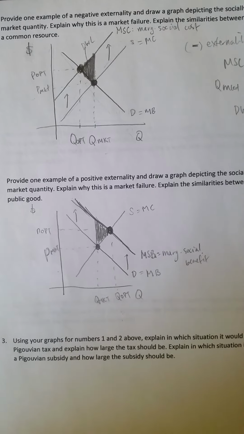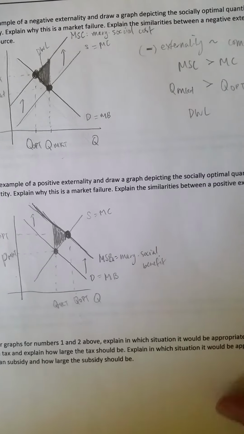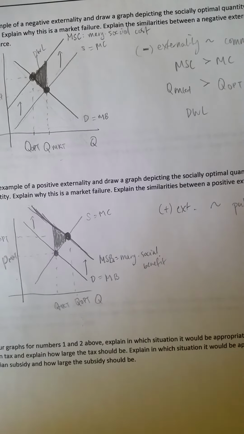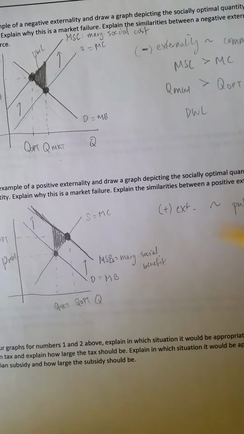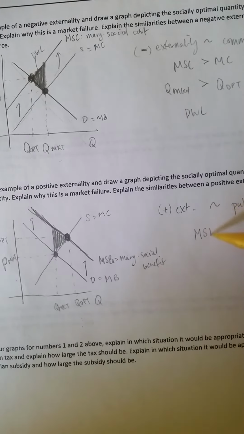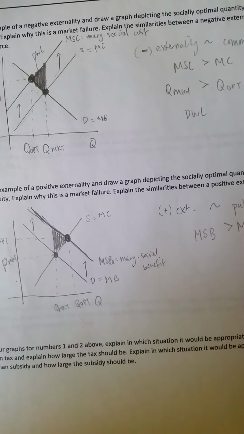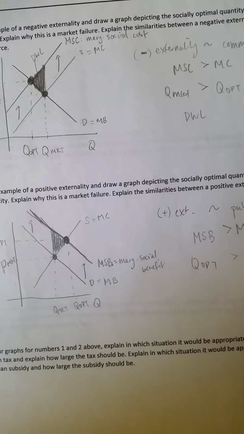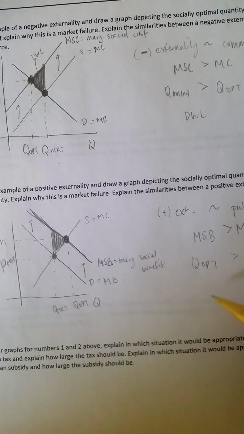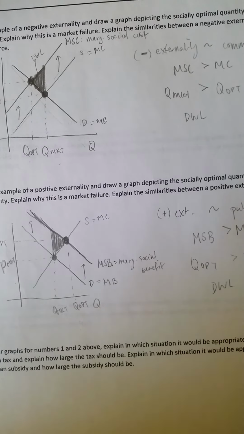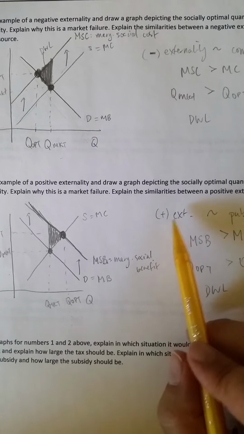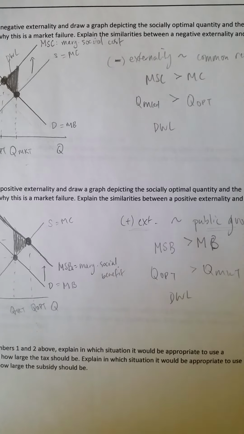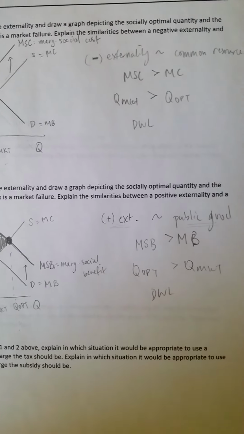So, the similarities between a positive externality and a public good. With a positive externality, it's very similar to a public good. In both cases, just like above, the marginal social benefit is greater than the marginal benefit to any one individual, and therefore the optimal quantity is greater than the market quantity, and there's going to be some deadweight loss. So positive externalities and public goods are very similar, and in contrast, you can see the negative externality is very similar to the common resource.